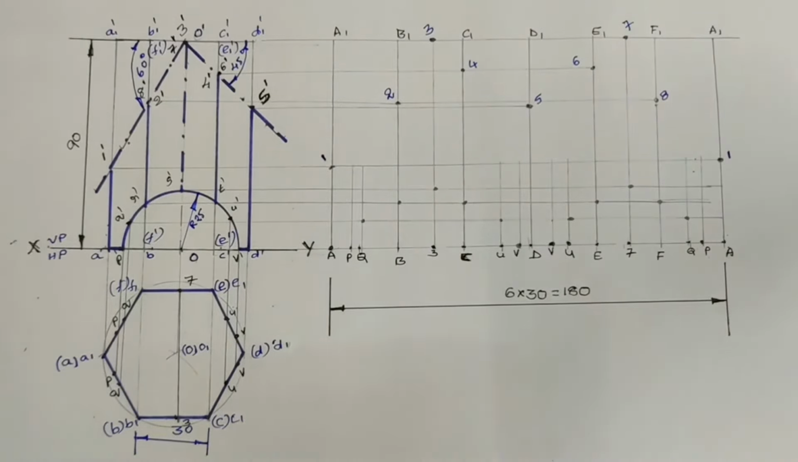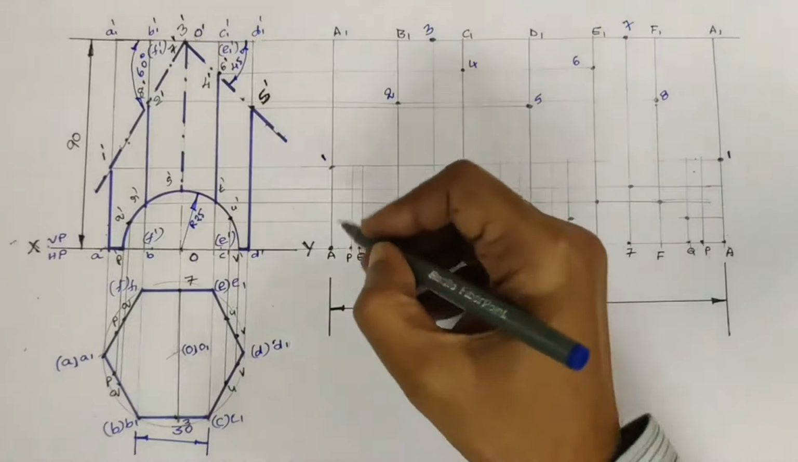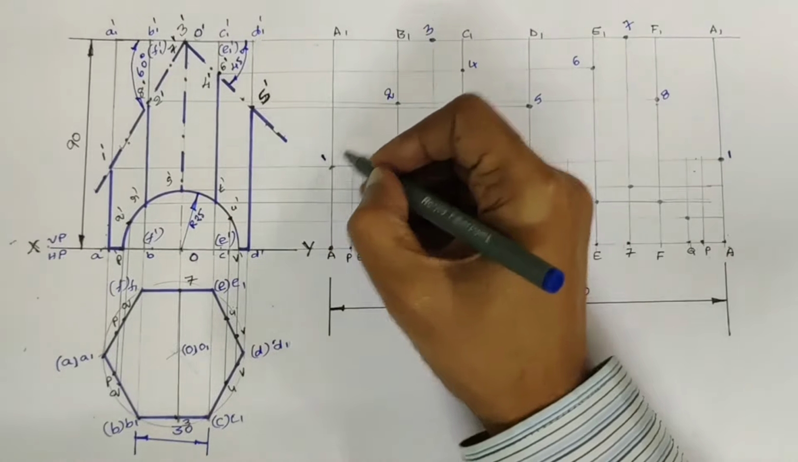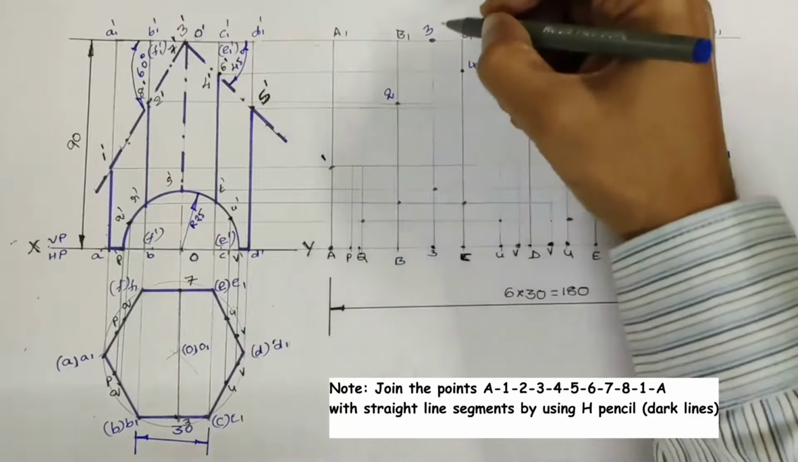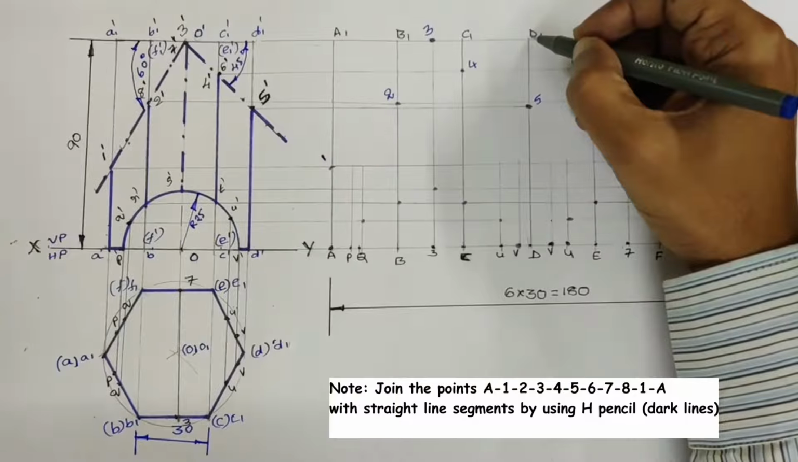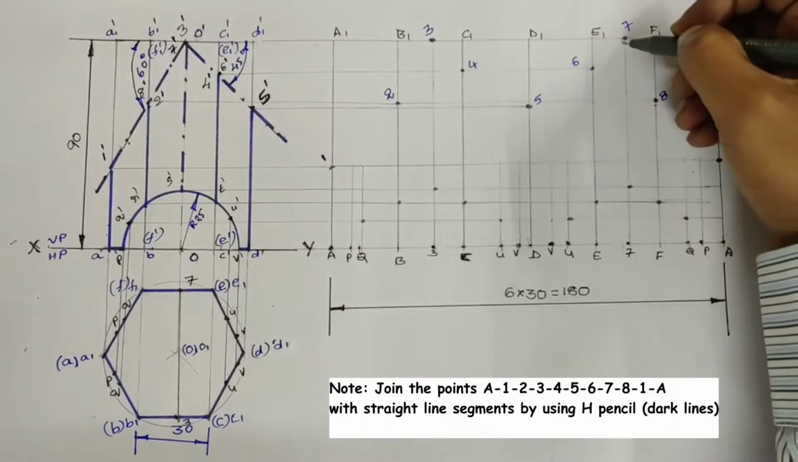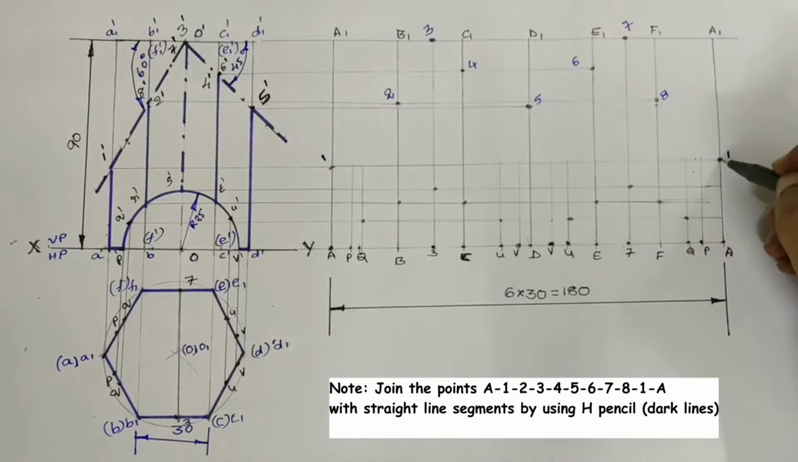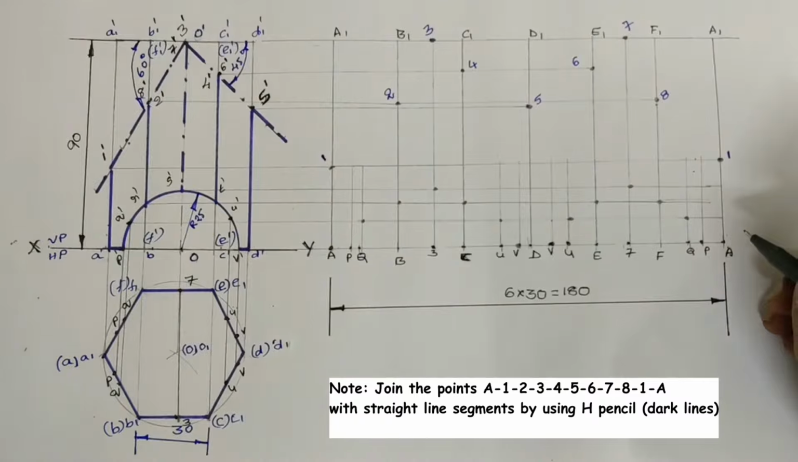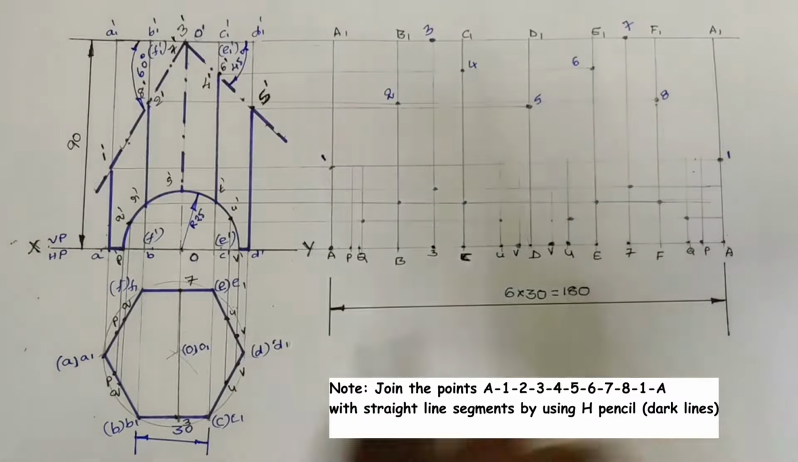Then join the points, say A to 1, 1 to 2, 2 to 3, 3 to 4, 4 to 5, 5 to 6, 6 to 7, 7 to 8, 8 to 1, 1 to A with continuous dark lines, that is, with H pencil.